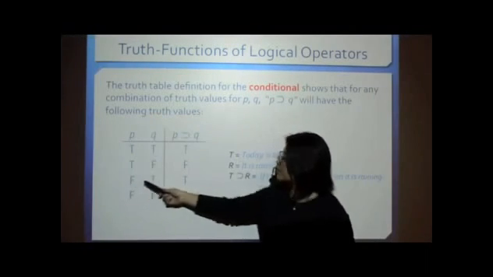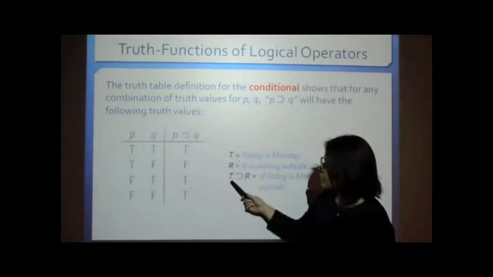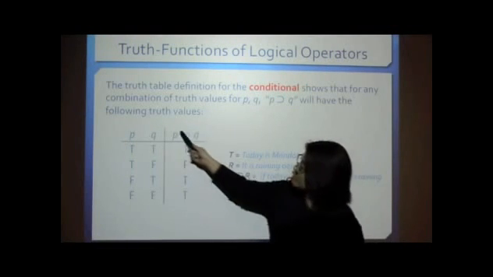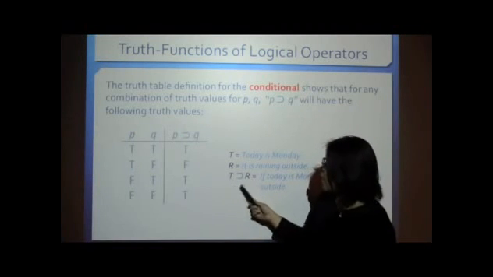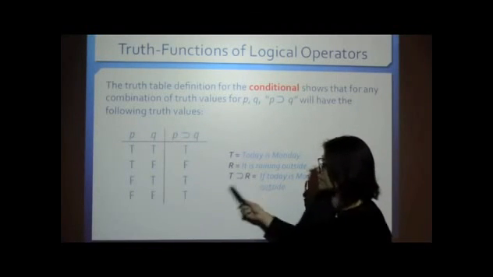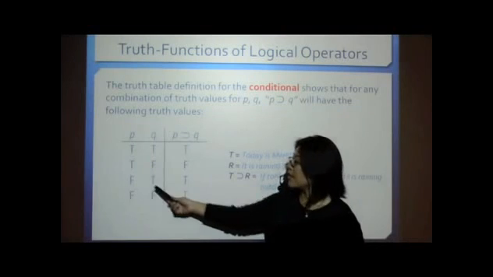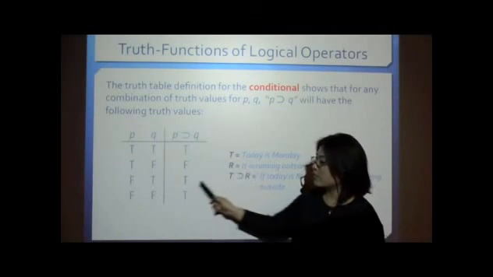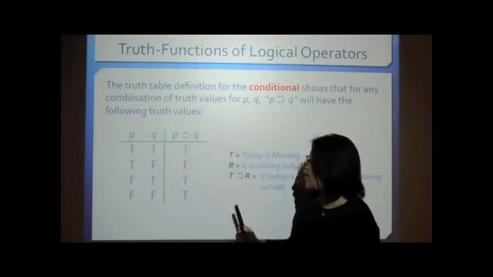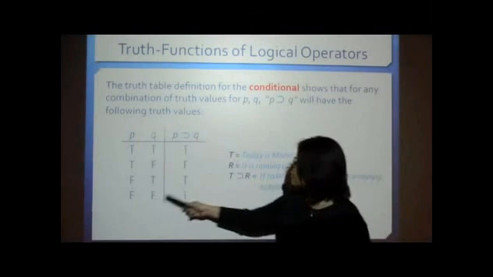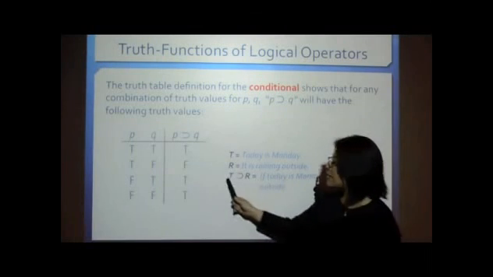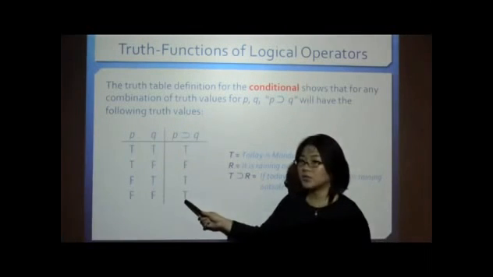And if today is Monday is false, T, which takes the antecedent position, and R, it is raining outside, is true, then this conditional statement will be true. And if it's false that today is Monday and it is false that it is raining outside, then the conditional statement will again still be true.